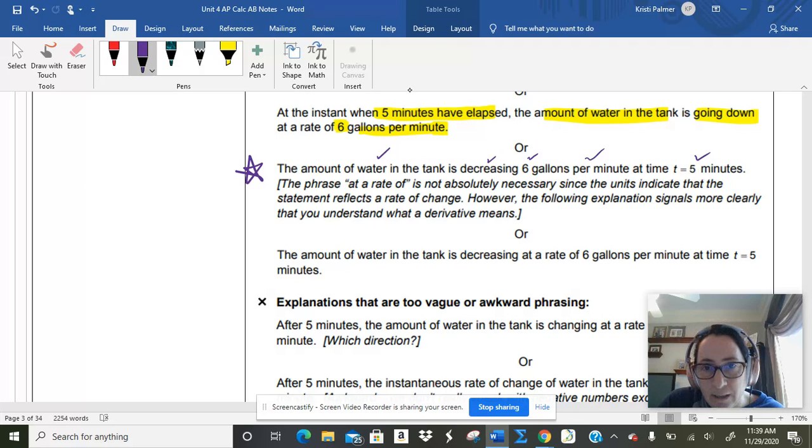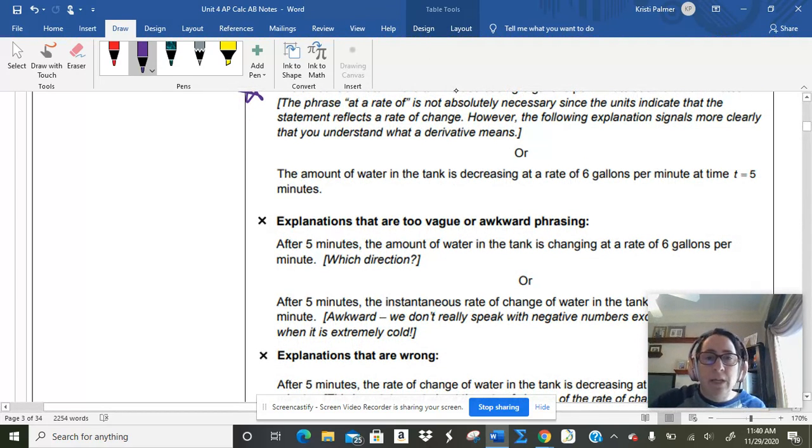So what I would have done is I would have cheated here. Instead of saying decreasing, I would have just said changing, and I would have left the -6, changing at the rate. Okay. And here they're saying that at the rate is not necessary since we have the units, but I would have liked it. So right here, if I was to write, I'd say the water in the tank is changing, and you could leave decreasing at a rate of -6. So if I just said changing, I would leave the -6. If I said decreasing, then I would put 6 gallons per minute, and I've got my units at t equals 5 minutes.